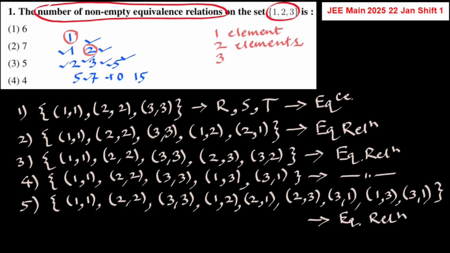If there are three elements in the set, then the number of equivalence relations is 5. If there are 4 elements, then the number of equivalence relations is 15, and so on. In this case, the number of elements in the set is 3, therefore the number of equivalence relations is 5. So the correct answer option is 3, 5.